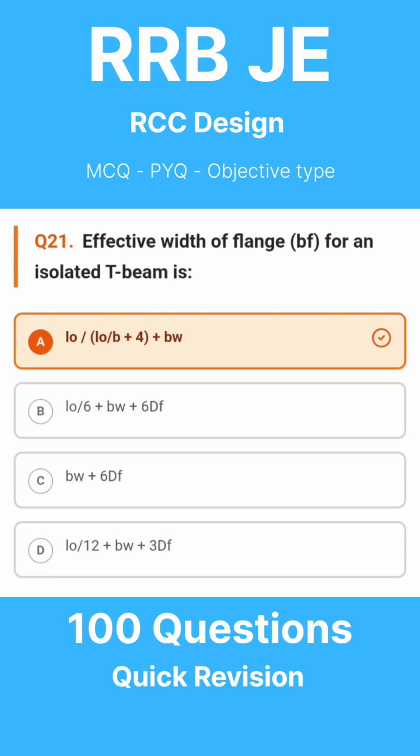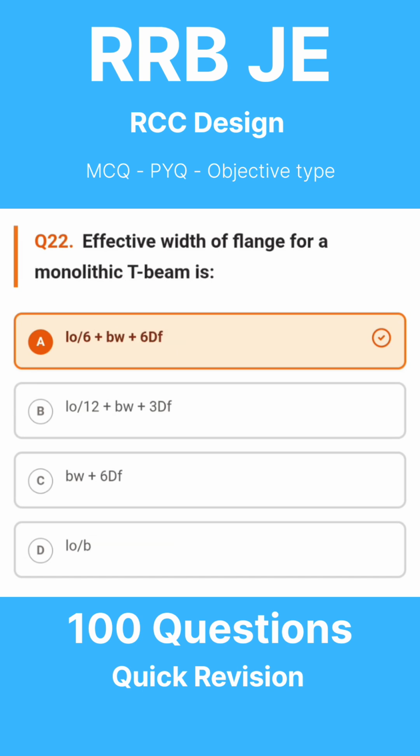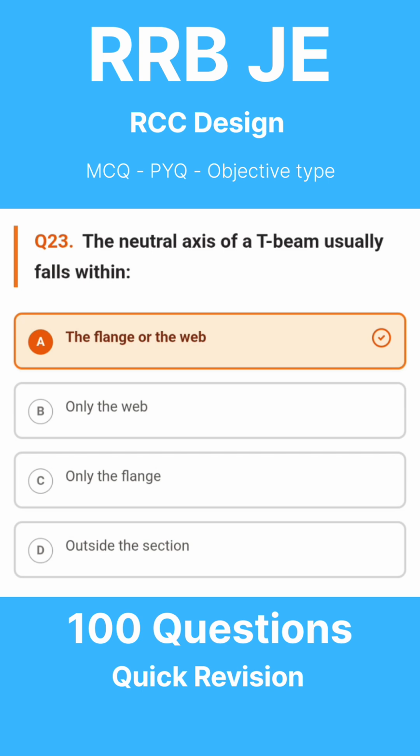Question 21. Effective width of flange, bf, for an isolated T-beam is. The correct answer is lo divided by lo over b plus 4, plus bw. Question 22. Effective width of flange for a monolithic T-beam is. The correct answer is lo divided by 6 plus bw plus 6 df. Question 23. The neutral axis of a T-beam usually falls within. The correct answer is the flange or the web.